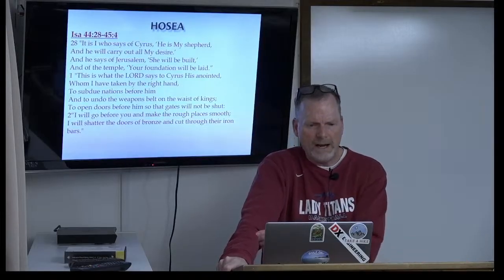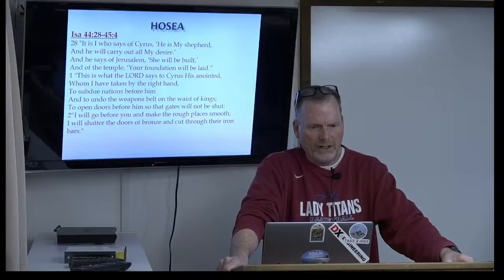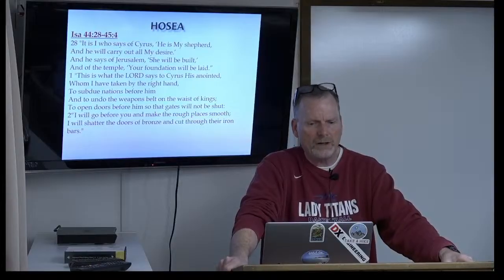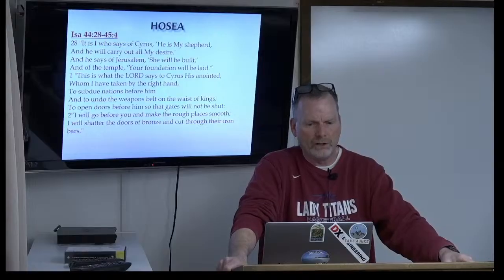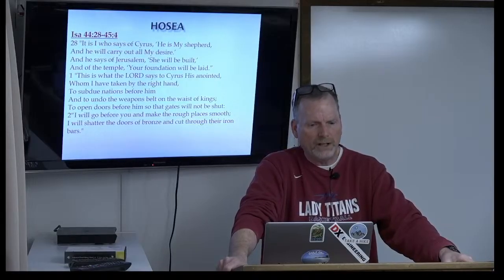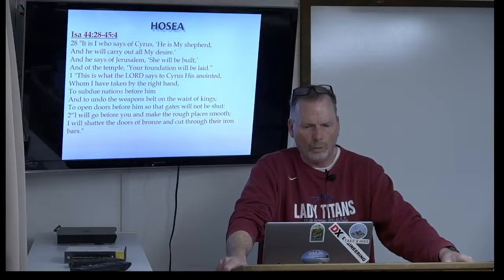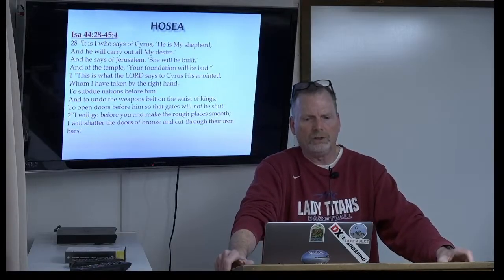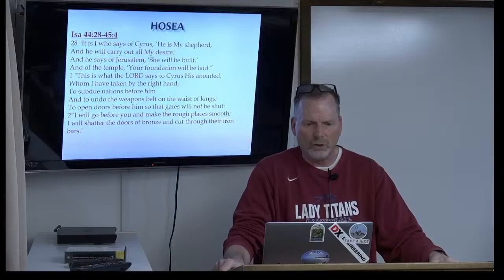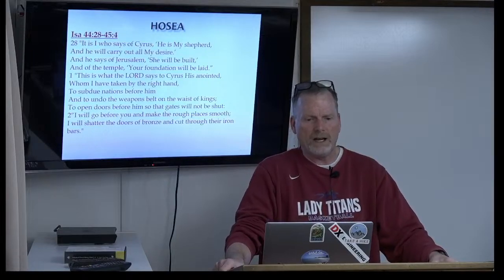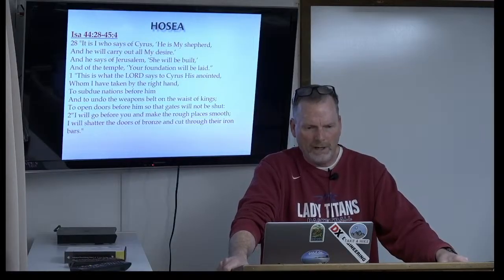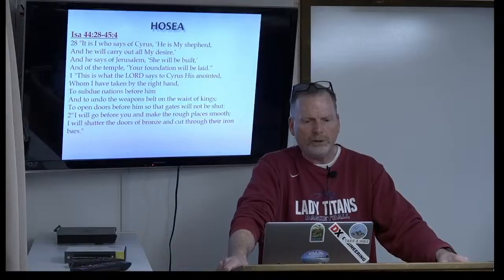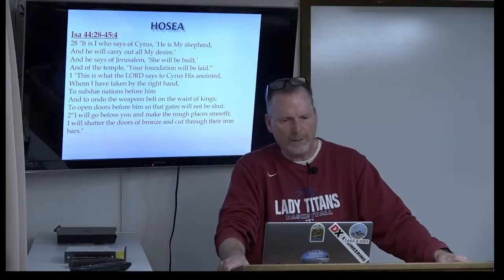Starting in verse 28, the Lord says, "It is I who says of Cyrus, he is my shepherd, and he will carry out all my desire. And he says of Jerusalem, she will be built, and of the temple your foundation will be laid." This is what the Lord says to Cyrus, his anointed, whom I have taken by the right hand to subdue nations before him, and to undo the weapons belt on the waist of kings, to open doors before him so that gates will not be shut.